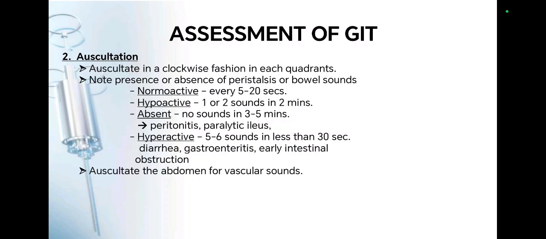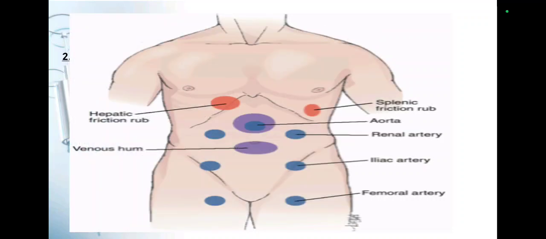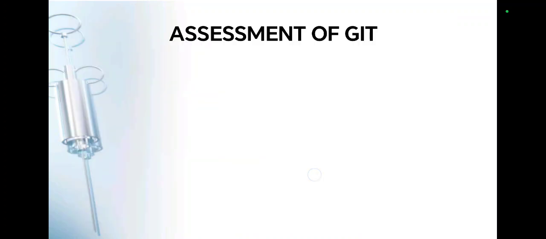Also auscultate the abdomen for vascular sounds. Here are your vascular sounds in the abdomen area. We have your hepatic friction rub, the splenic friction rub, your aorta, your renal artery, and your venous hum. We have your iliac artery and your femoral artery. I suggest you watch videos on YouTube or any videos that could give you an idea of the sound of these specific vascular sounds, because I cannot describe them properly.